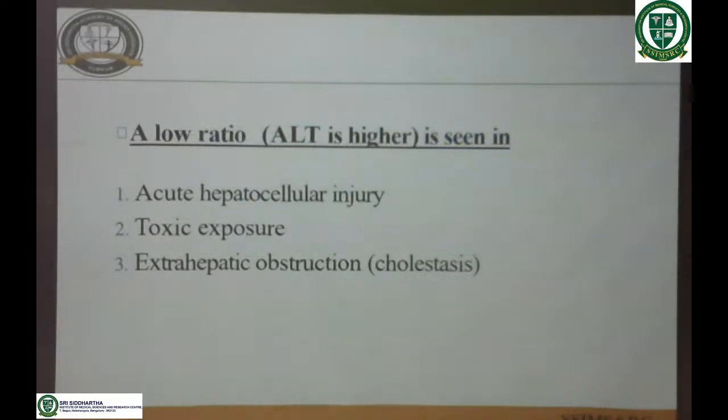If the ratio is lower, that is ALT is higher, the AST ALT ratio will be less than 0.8. In these conditions, we can see it in acute hepatocellular injury, toxic exposure, even in cholestasis. In these conditions, the AST ALT ratio can be seen low.